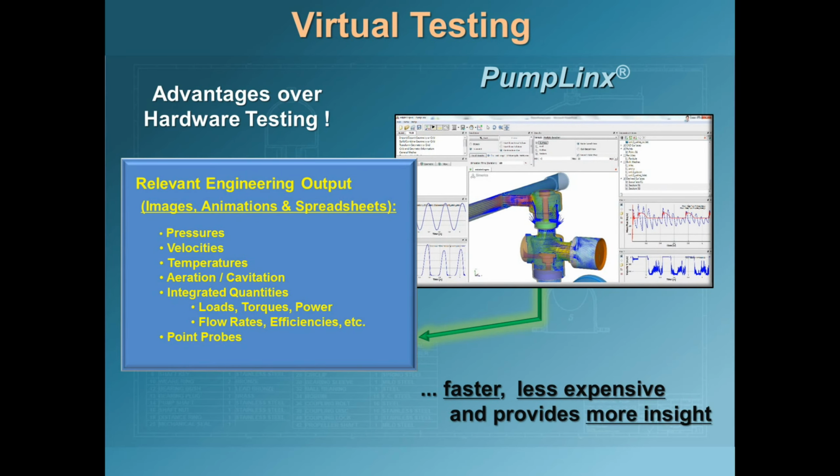Virtual testing has distinct advantages over physical testing. It's faster, less expensive, and provides more insight than hardware testing. Using PumpLinx, the analysis provides the pressure, velocity, temperature distributions, the generation of bubbles due to aeration and cavitation effects, and integrated quantities such as loads, torques, power, and other characteristics relative to the fluid system. Perhaps the most important advantage is that using virtual testing, flow information is available at every location in the system rather than just a few sensor locations.